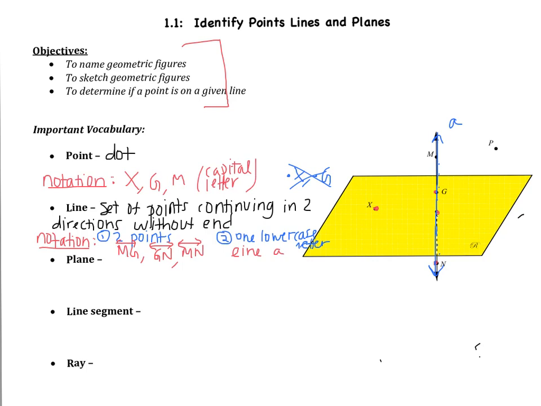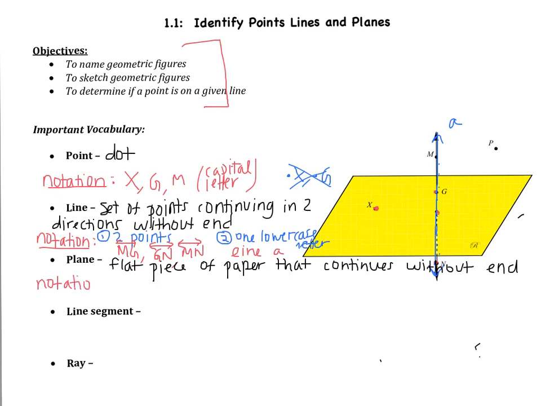Okay, next term is a plane. A plane is like a flat piece of paper that continues without end. So a plane would be as if the piece of paper that you're writing on just continued in all directions. To the right, that yellow box, that's a plane. So because we're drawing in 2 dimensions, you can't see that it's continuing in all directions, but you have to imagine that it is.